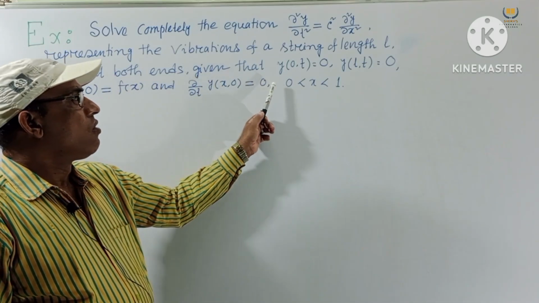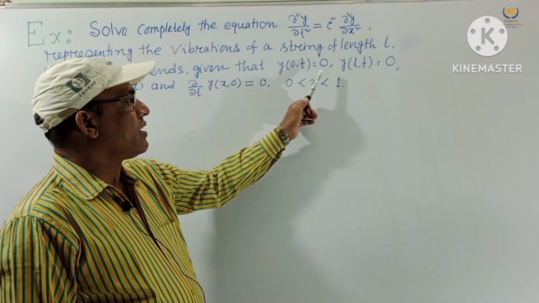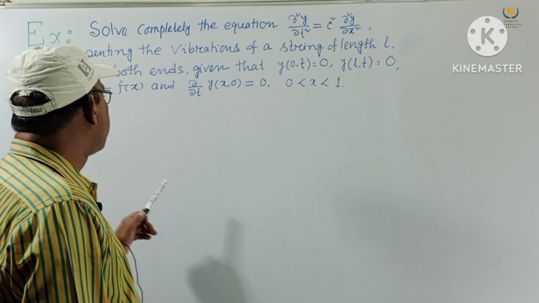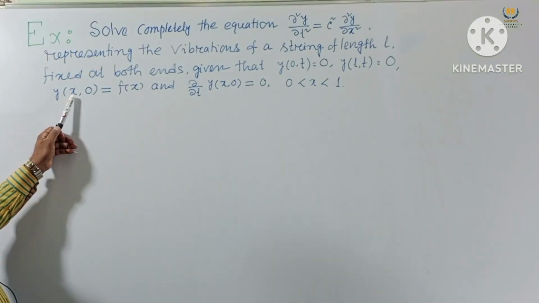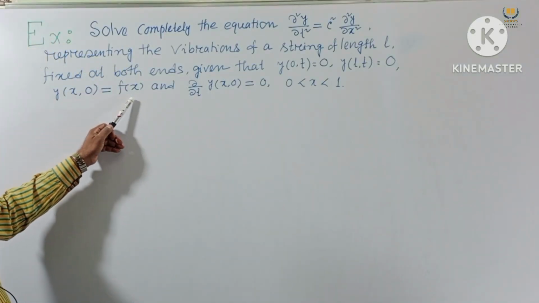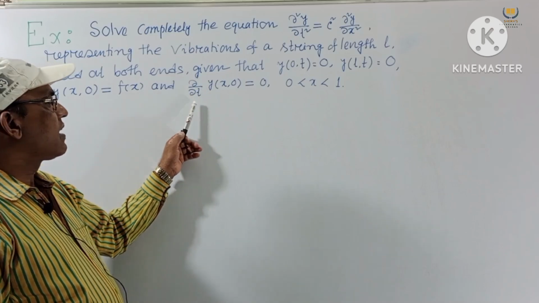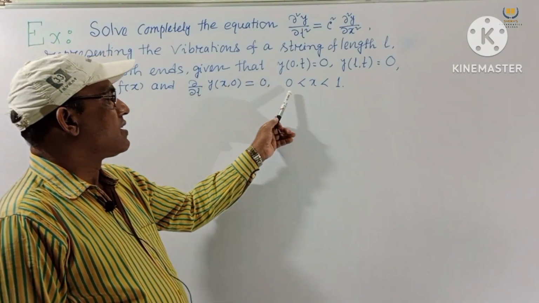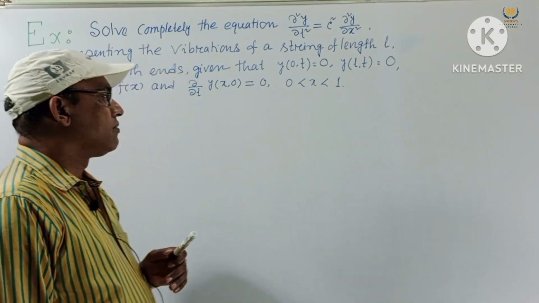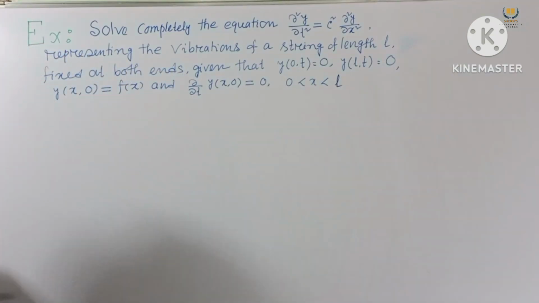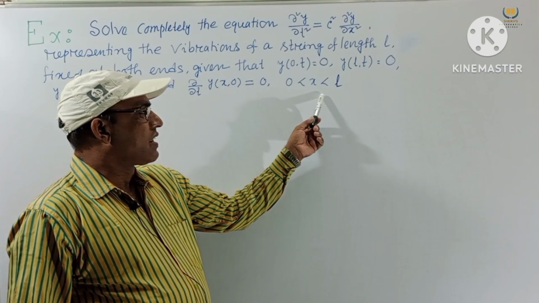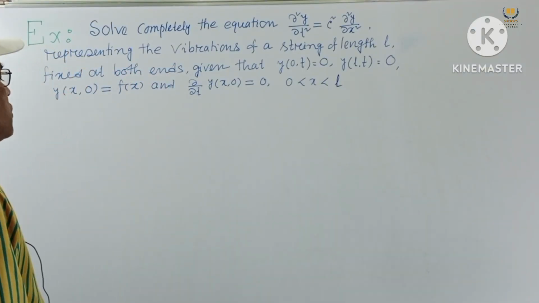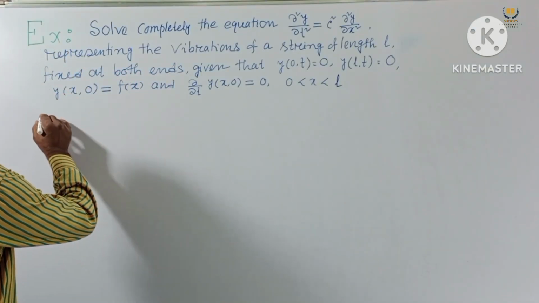Given that y(0,t) = 0 and y(L,t) = 0, and y(x,0) = f(x) and ∂y/∂t(x,0) = 0, and 0 < x < L. The condition is that 0 < x < L. This is our condition. So the solution starts.